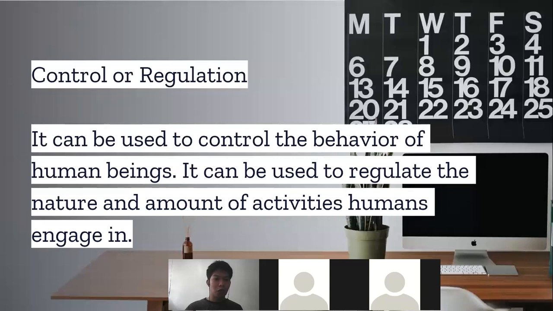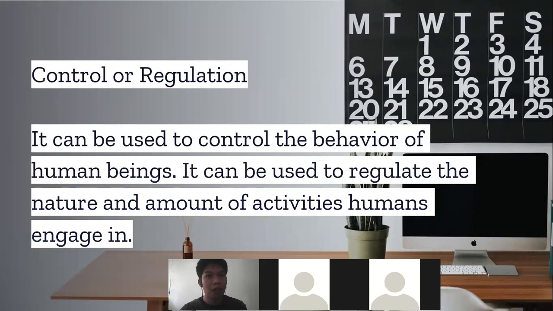First, we have control or regulation. It can be used to control the behavior of human beings. It can be used to regulate the nature and amount of activities humans engage in. Which means that when we say control or regulation, it is used in order to regulate the behavior of people, so that there will be organization, there will be balance in the system that you are in.